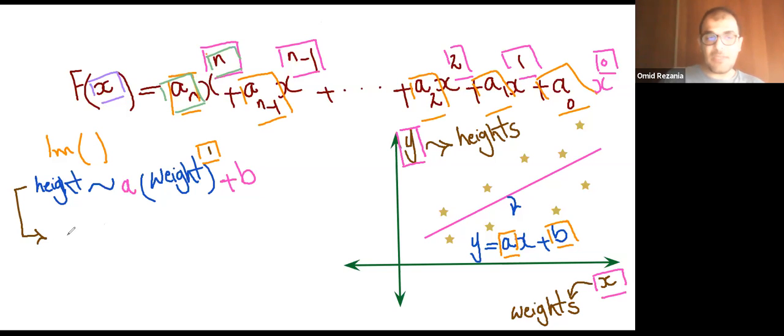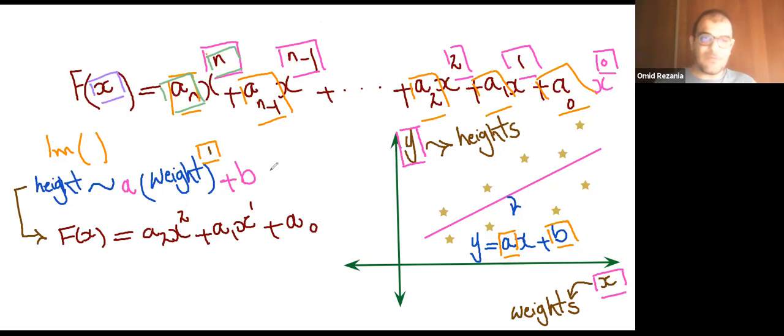What is a polynomial of degree 2? It's going to be f of x equals a2 x squared plus a1 x to the power 1 plus a naught. This is what we call a polynomial of degree 2 because the highest power is 2. And we notice that in our case we have 3 coefficients, which are all real numbers.